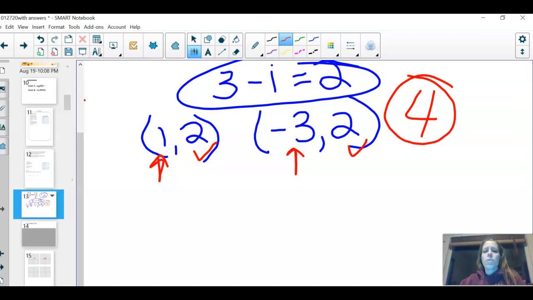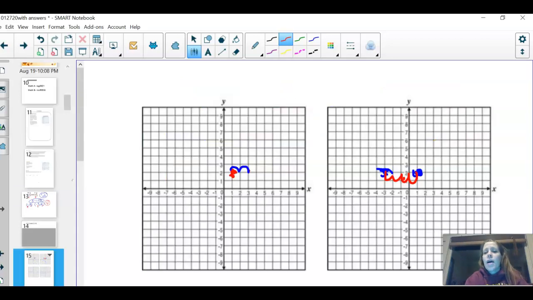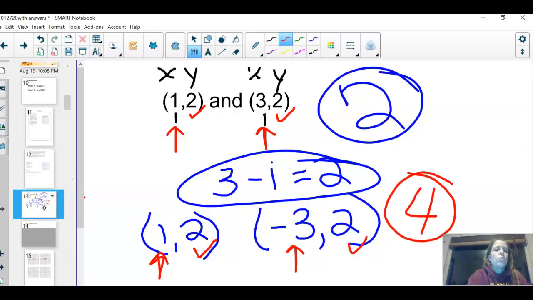So those are the numbers I'm going to worry about. But this time, they're not on the same side of 0. They go on the other side. So 1 is on this side, and negative 3 is on this side. So I can't just subtract them.